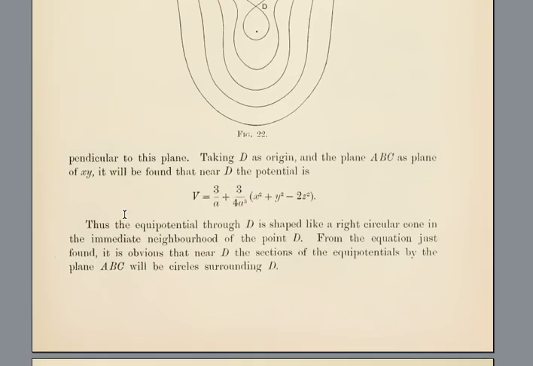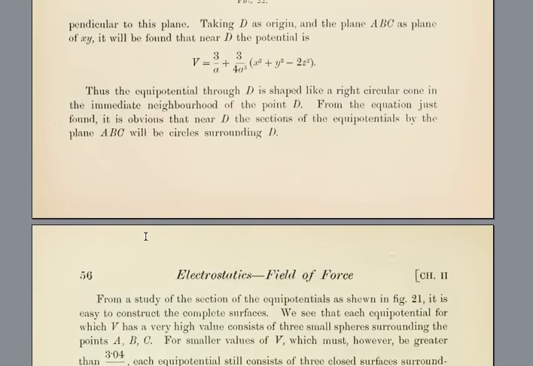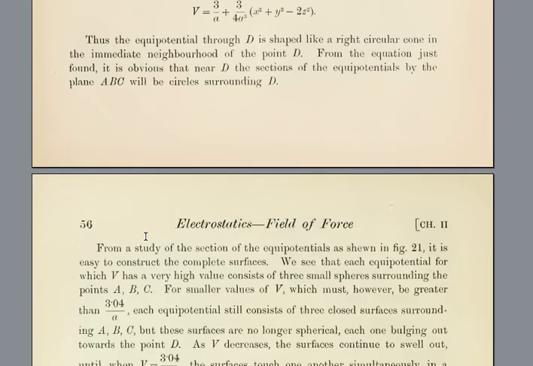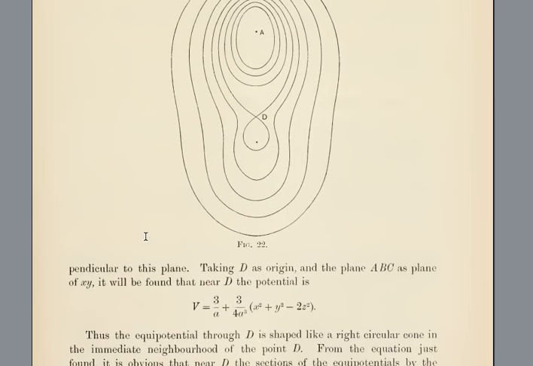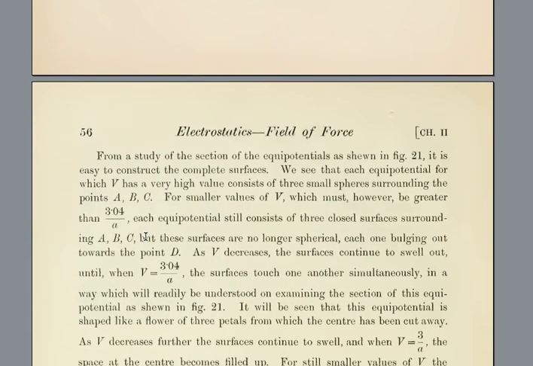Taking D as the origin and the plane ABC as the plane of x and y, it will be found that near D, the potential is given by 3 divided by a plus 3 divided by 4 a squared, multiplied by the quantity x squared plus y squared minus 2z squared. Thus, the equipotential through D is shaped like a right circular cone in the immediate neighborhood of the point D. From the equation just found, it is obvious that near D, the sections of the equipotentials by the plane ABC will be circles surrounding D.